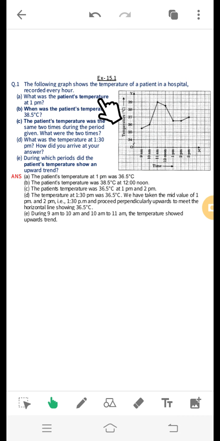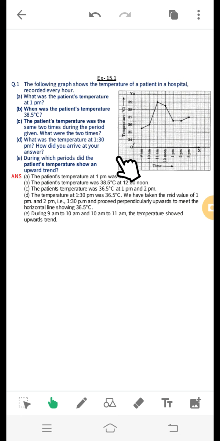First, what was the patient temperature at 1 p.m.? So we have to check here 1 p.m. and then go here. So it's 36.5. So the temperature of the patient at 1 p.m. was 36.5 degrees Celsius.